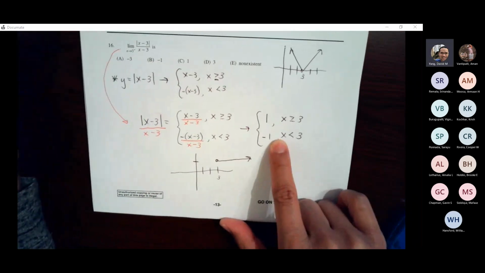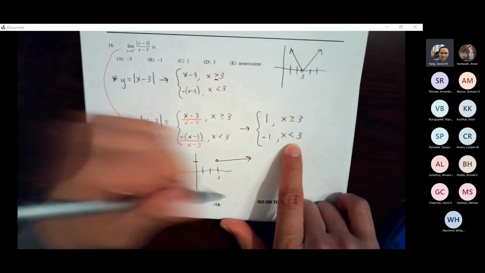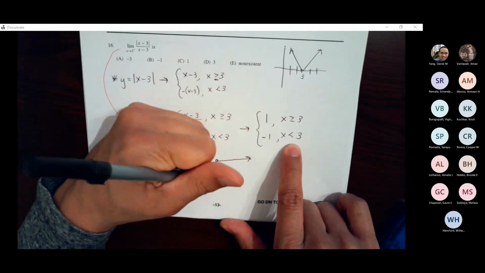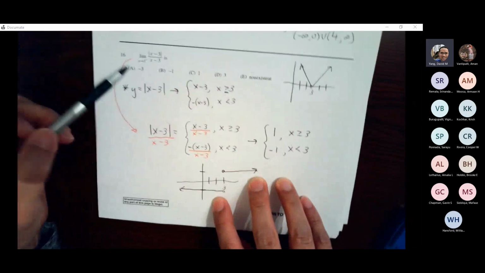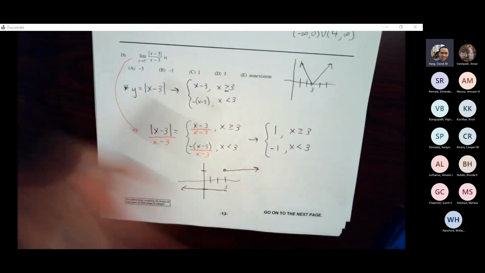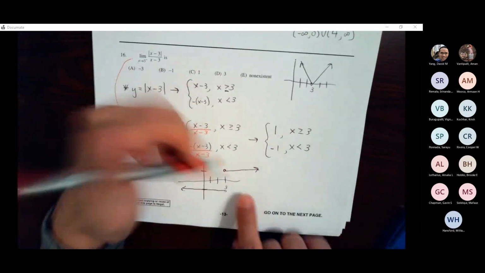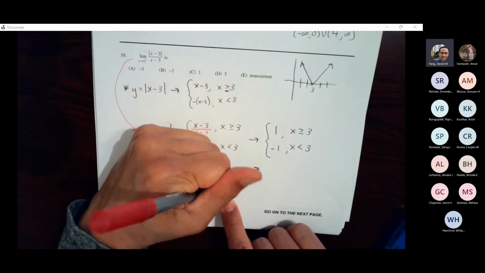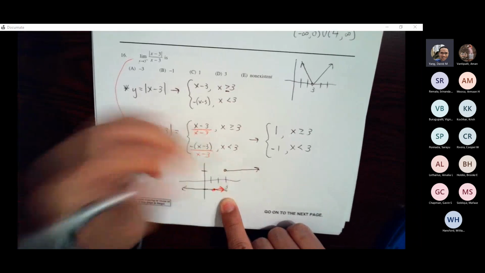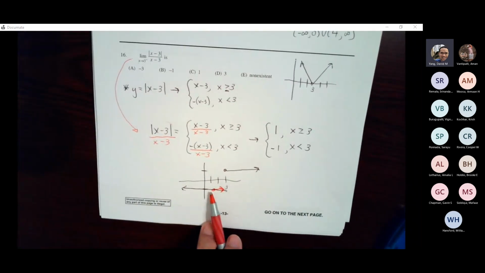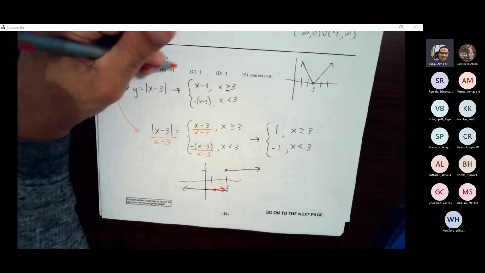And then you want a graph that is y equals negative 1 to the left of 3. If you ask yourself, what is the limit as x approaches 3 from the left side of 3? That means you want to pick a point on the left side of 3 and head towards 3. You can clearly tell that to the left of 3, I'm heading towards a y value of negative 1. So my answer choice is B.